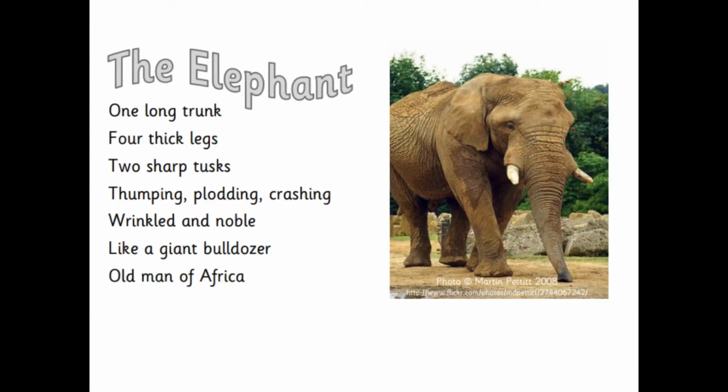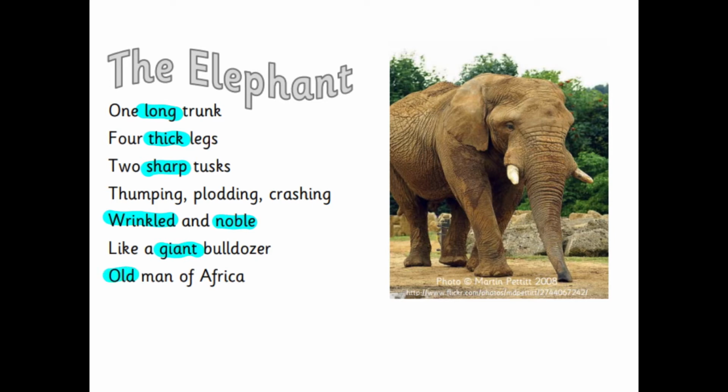So here's an example I'm going to read to you. The elephant. 1 long trunk, 4 thick legs, 2 sharp tusks, thumping, plodding, crashing, wrinkled and noble, like a great bulldozer, old man of Africa. So if we look at this poem, we can see that all the things we're learning about are in the poem. So the adjectives, we've got a long trunk, thick legs, sharp tusks, he's wrinkled and he's noble, and we've got a giant bulldozer, and an old man.